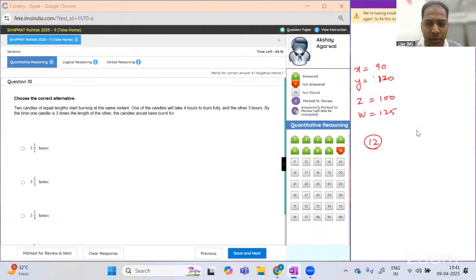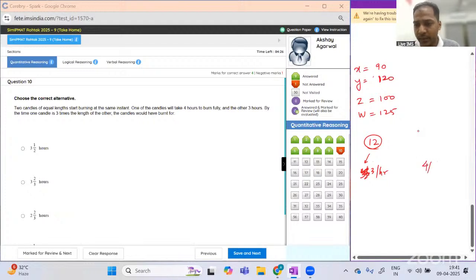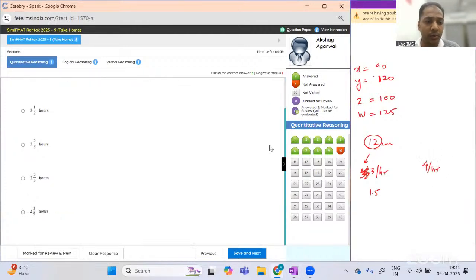I think I'll use options. The first one is burning at 4 per hour, and the second one is burning at 3 centimeters per hour. I'm taking the candle to be 12 centimeters. If they burn for 3.5 hours, this one would have burned for 9 and 1.5 would be left, and this would have completely gone away. So it can't be more than 3. Answer is either option D or option C.